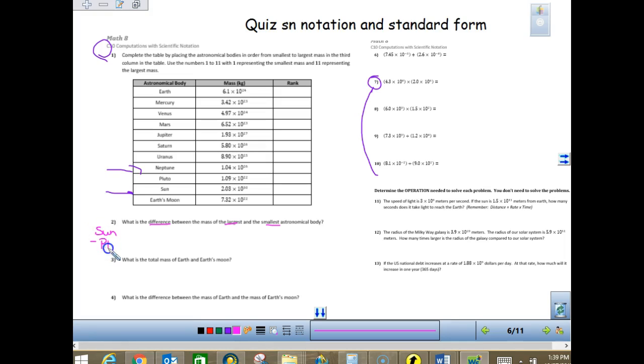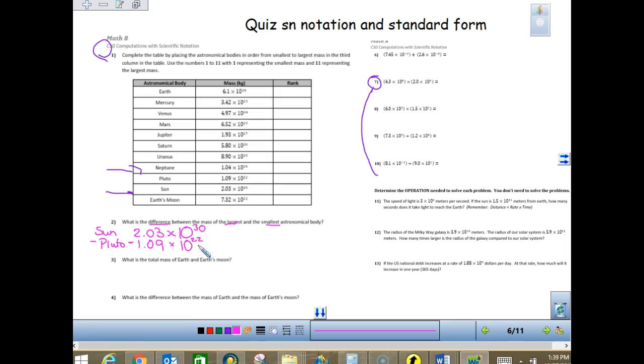Pluto? Yep. So the sun was, if we're writing that down, 2.03 times 10 to the, what power? 30th. And Pluto, that we are subtracting, was located at 1.09 times 10 to the 22nd.